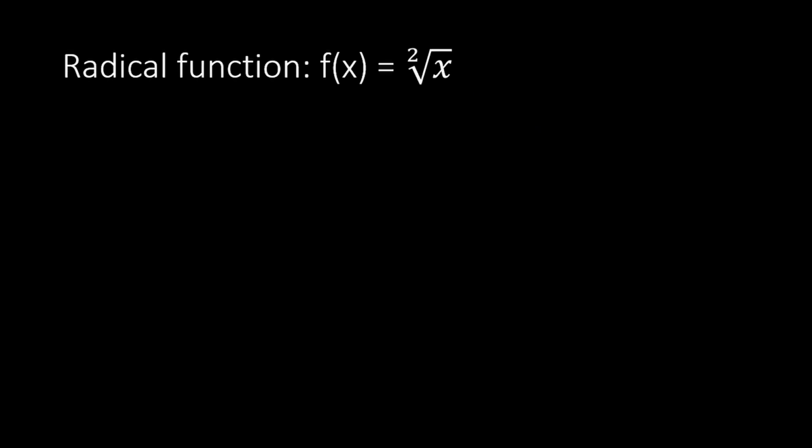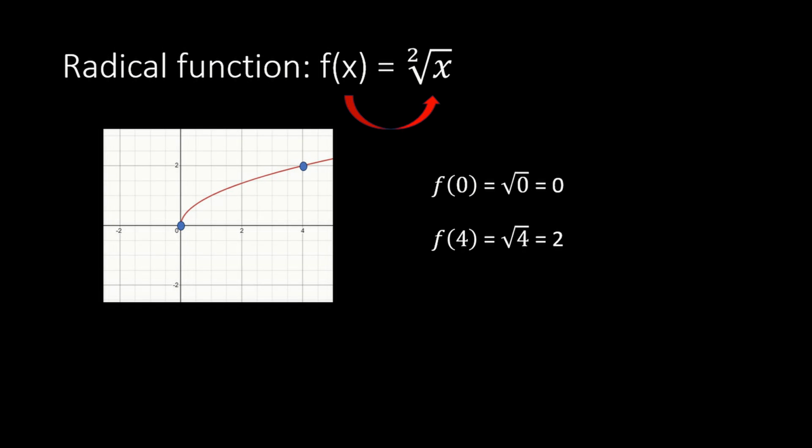Square root function. This is f(x) equals the square root of x. It only works for non-negative inputs because you can't take the square root of a negative number. For example, inputting 0 gives 0, and inputting 4 gives 2. The graph starts at the origin and curves upward.